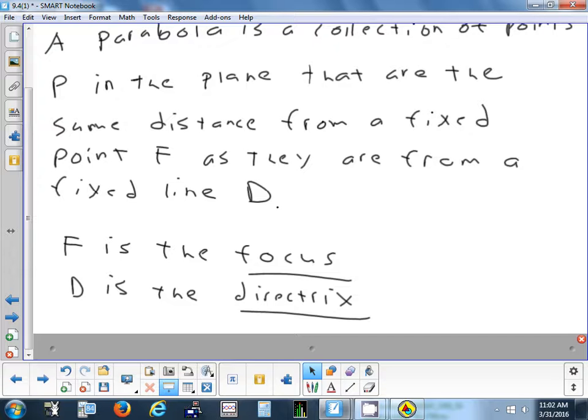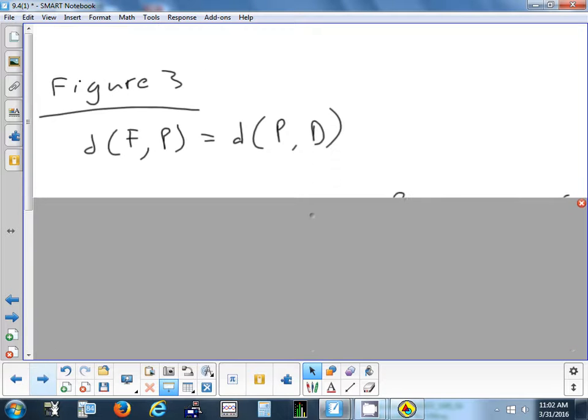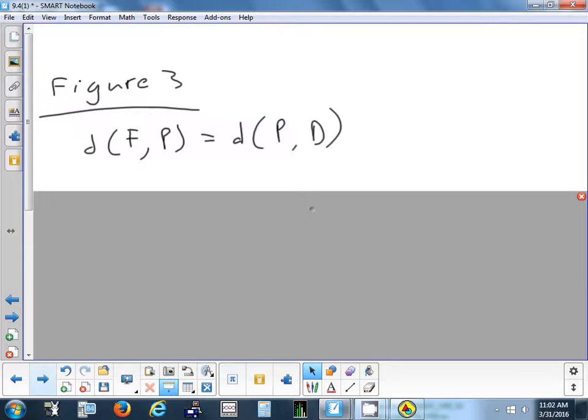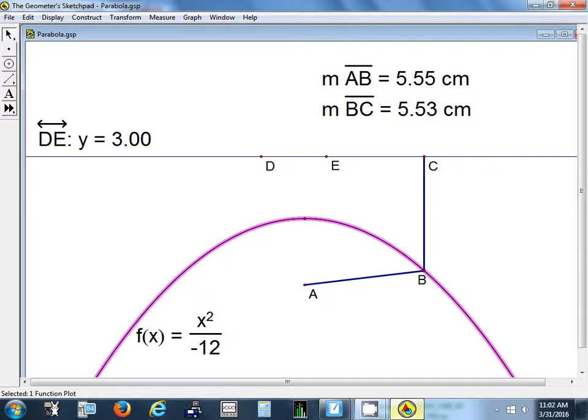We'll see some other conic sections that have a focus in them, or foci, it'll have 2. But there's no other conic section that has a directrix. Parabola is the only one. Okay, so we won't see this term again after today. All right, so figure 3 is basically what I just showed you. If you look at figure 3 in your book, it's just showing you that this distance and that distance always come out the same. So you don't have to look at that figure.